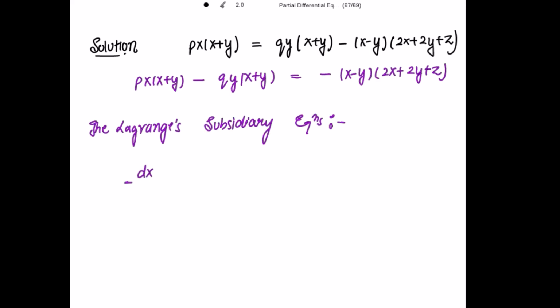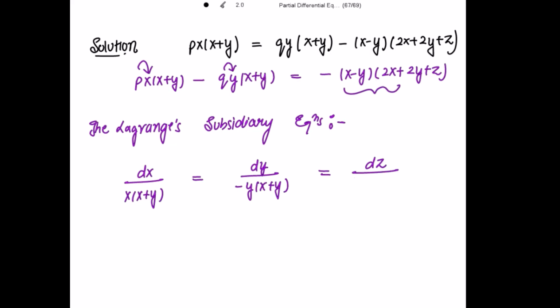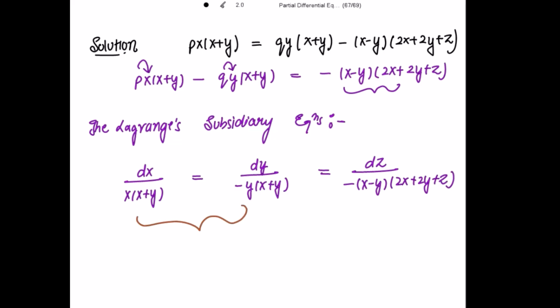that is dx divided by the coefficient of p, so x(x + y), equals dy divided by the coefficient of q, that is −y(x + y), equals dz divided by what is present on the right hand side, so −(x − y)(2x + 2y + z). To get the solution, let's consider these two ratios.